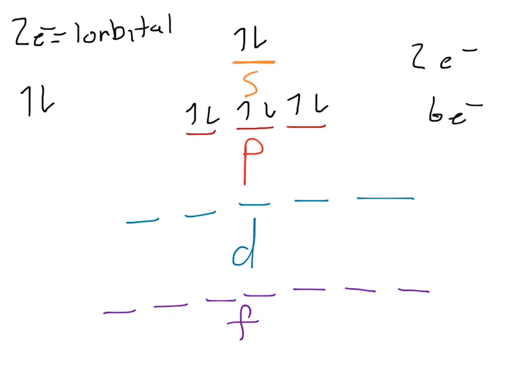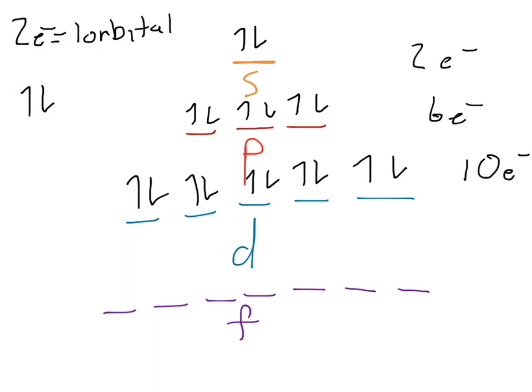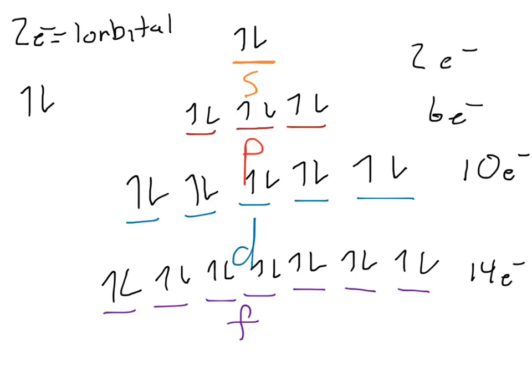Now the d orbitals, again, you're going to put 1 electron into each orbital before they pair up. This will have a total of 10 electrons. And then the f orbitals again, you'll have a total of, in this situation, 14 electrons can go into the f orbital.